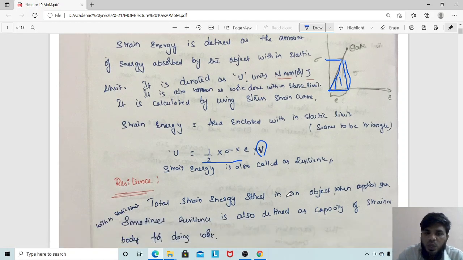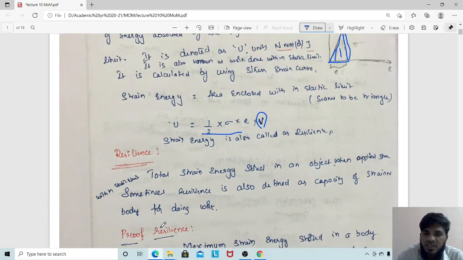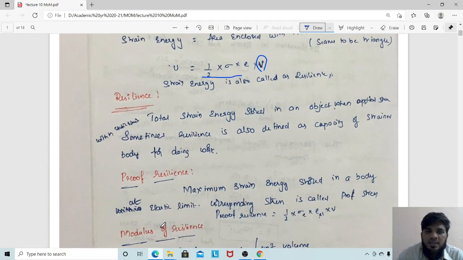Resilience is the total strain energy stored in an object when loaded within the elastic limit. Sometimes resilience is also called the capacity of a strained body for doing work. When you are doing some amount of work, how much strain energy it is going to absorb is called resilience. The next thing is proof resilience. Proof resilience is the maximum strain energy stored at the elastic limit. Within the elastic limit means, in this graph, anywhere below this point.